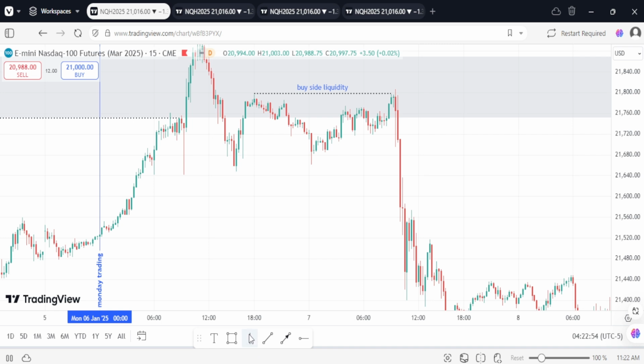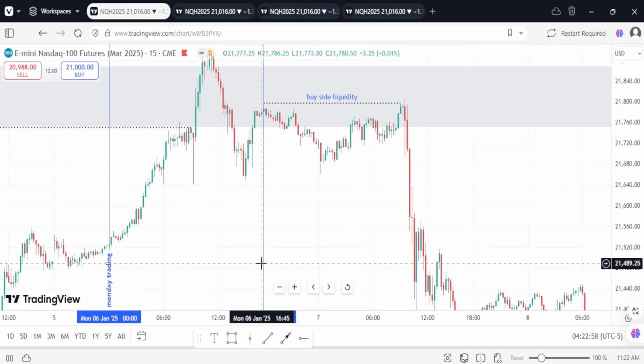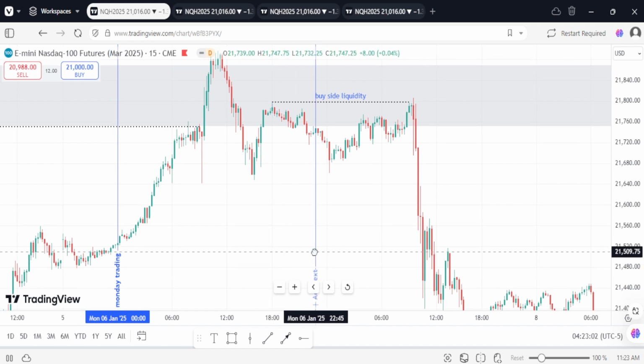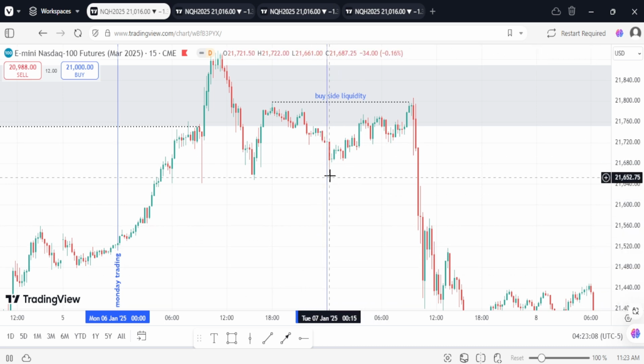Let's mark the Tuesday's trading day and see. Yes, so this is where the Tuesday's trading has started. This is the midnight candle of Tuesday.